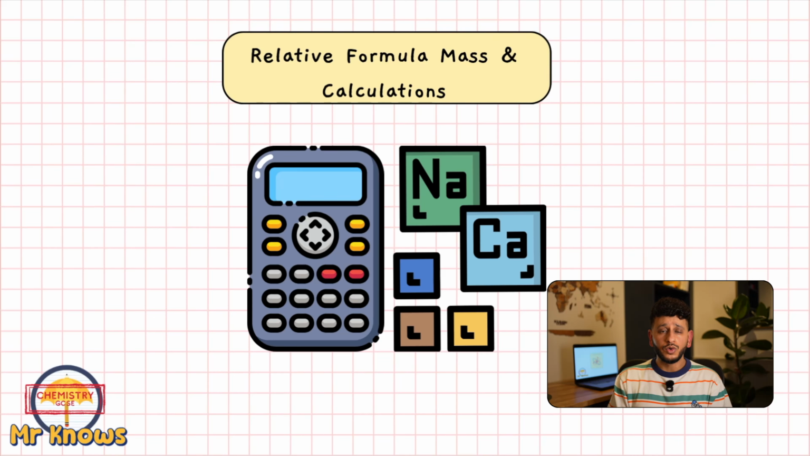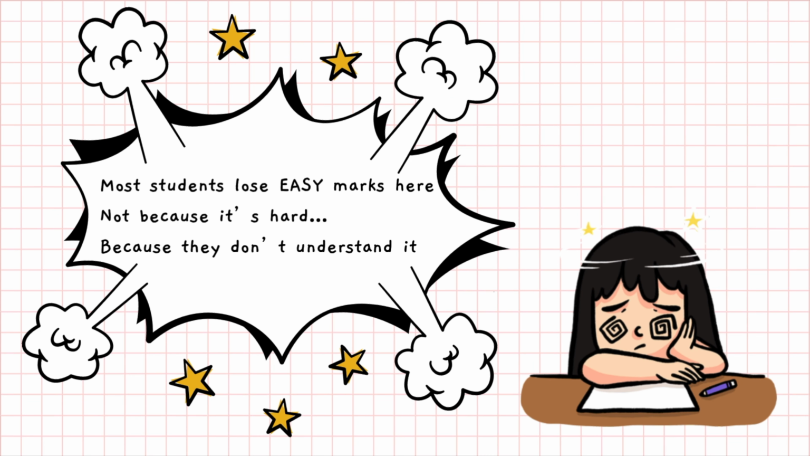In this video, we're covering relative formula mass and calculations for paper 1, made simple, clear, and exactly how the examiners expect it. Most students lose easy marks here, not because it's hard, but because they don't actually understand what they're doing. By the end of this video, that won't be you.